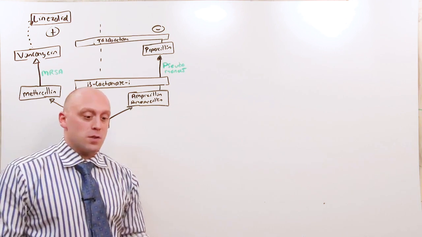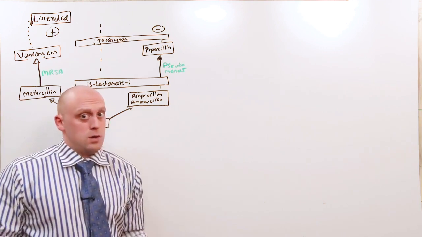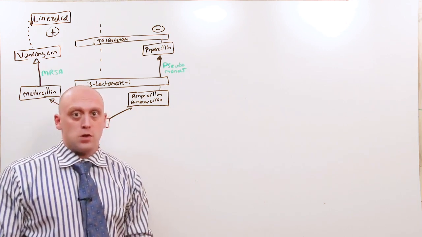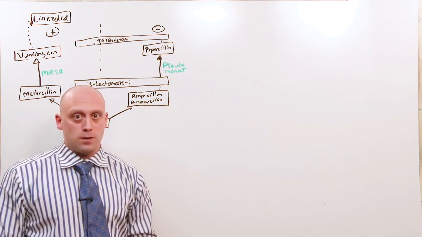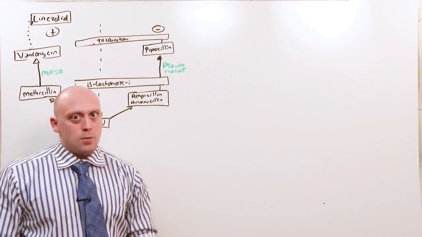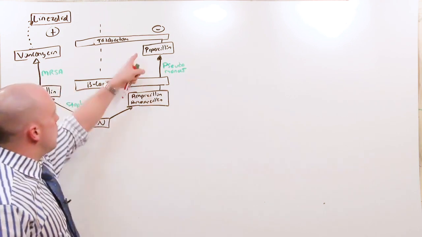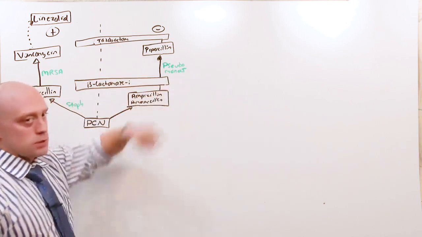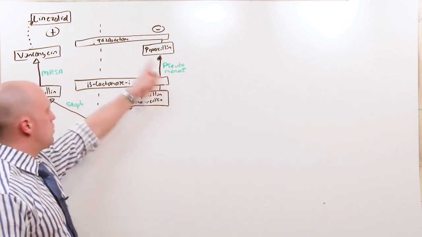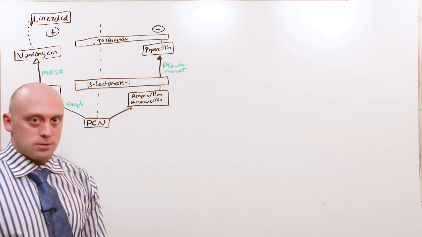So if you just have to reach for something because you don't know what's going on and they're sick, you put them on Pip/Tazo. And that's okay in that situation where they're really sick and you don't know what the bug is, because you're going after everything, because if you don't treat it, they'll die. But really what you're saying is, when you say, I want Pip/Tazo, you're covering Pseudomonas. If you're not going to cover Pseudomonas specifically, don't reach for Pip/Tazo, pick something else.